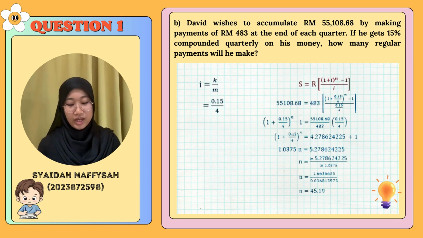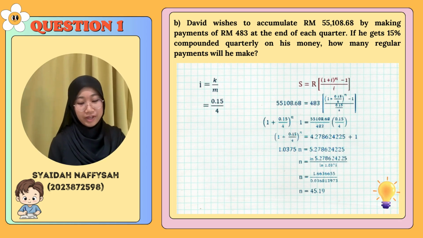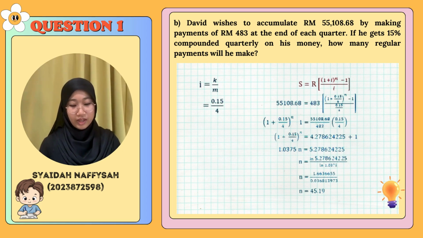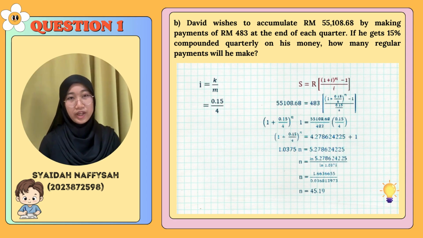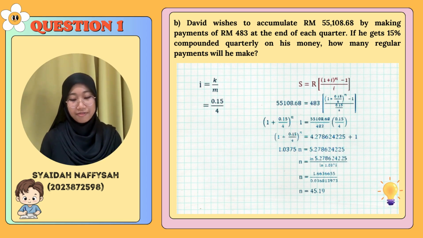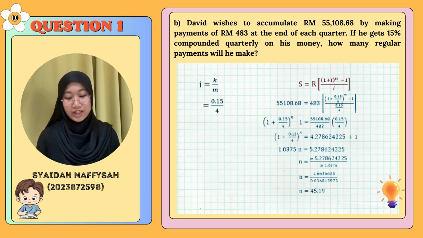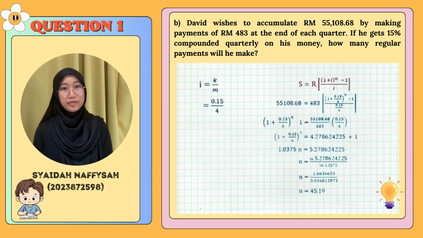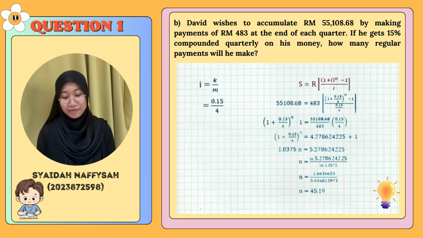For this question: if he gets 15% compounded quarterly on his money, how regular payment will he get? i equals k per m equals 0.15 per 4. Then S equals R((1 + i)^n minus 1) per i. Then 55108.68 equals 483((1 + 0.15/4)^n minus 1) per 0.15/4.